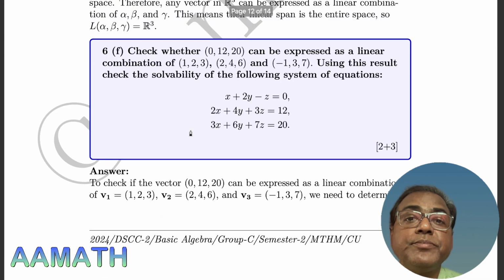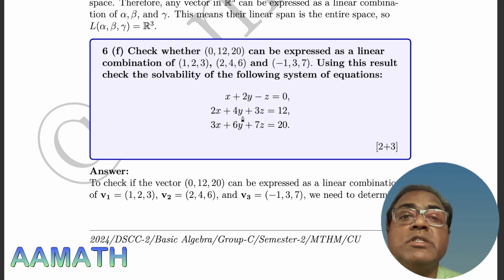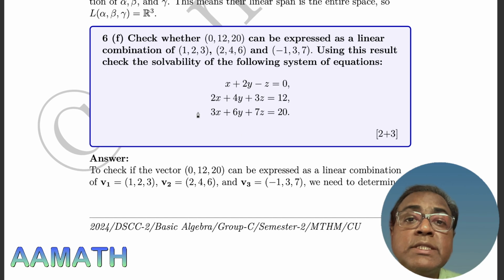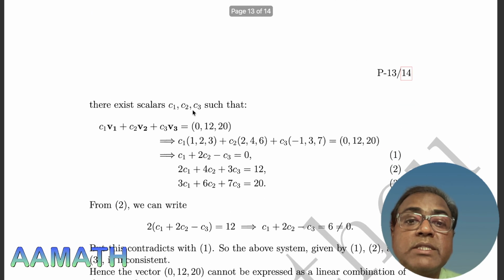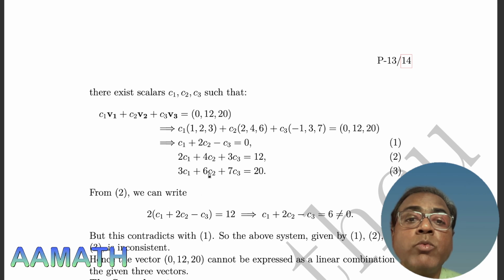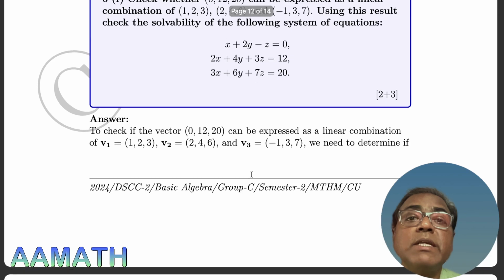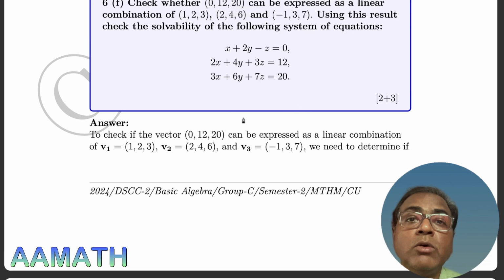Second part, check the solvability of this system of equations. Actually, this given system is identical to equation 1, equation 2 and equation 3. So we have already seen that this system is inconsistent, that is, no solutions, not solvable. So obviously this system is also inconsistent.